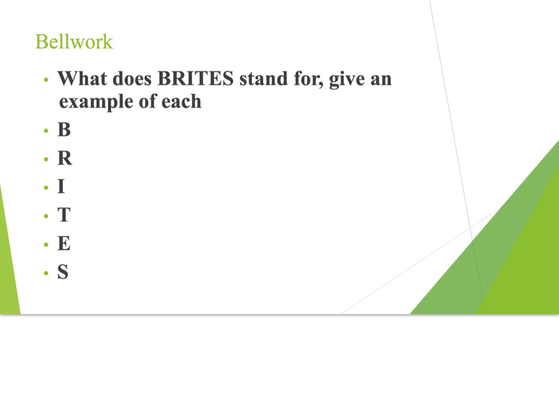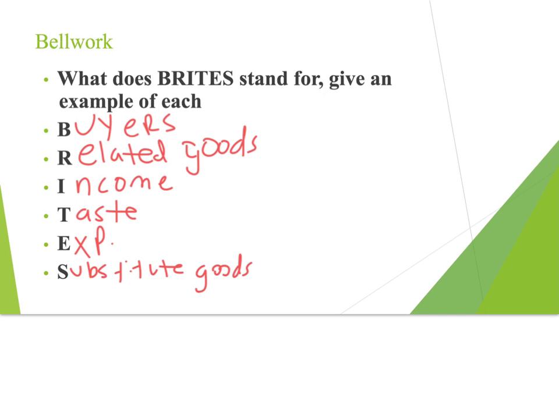The reasons we can shift the demand curve comes from the acronym BRIGHTS, and your teacher might use a different acronym. And so the acronym stands for the number of buyers, more or less people buying means more or less demand. The price of related goods, which are complementary, things like peanut butter and jelly go together. Changes in income will affect demand. Changes in taste, preference, changes in expectations for future price, and changes in the price of substitute goods.